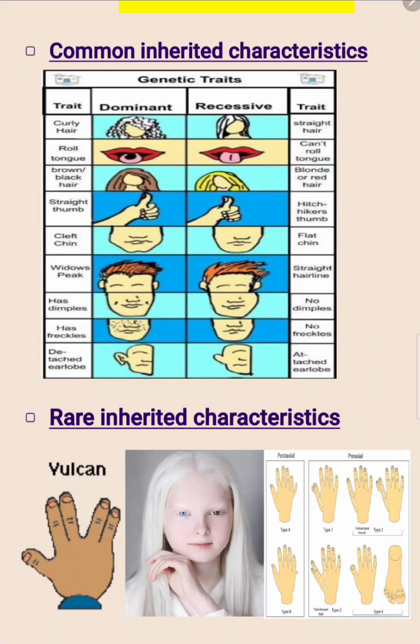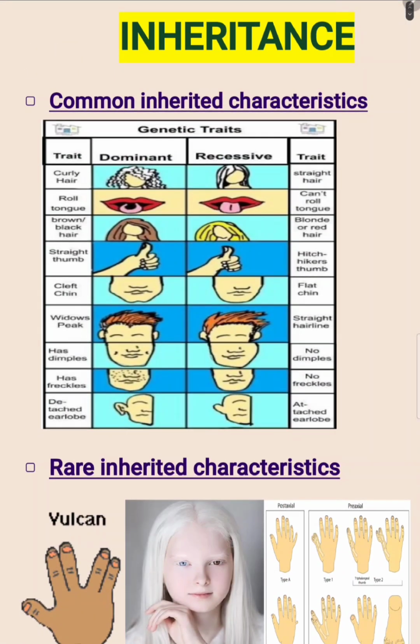Hello children, today I am going to discuss with you the last lesson of your grade 10 book. It is inheritance. Under this lesson we are going to discuss what the inherited characteristics are and how they are inherited from generation to generation. First of all, let's see what the inherited characteristics are.